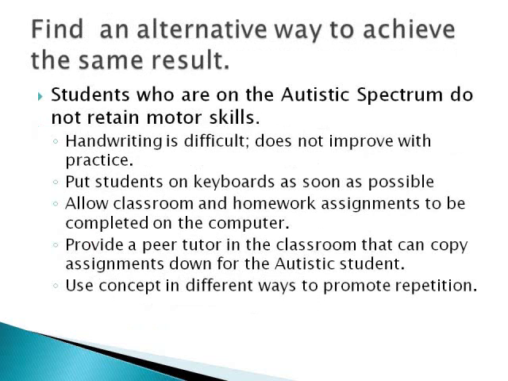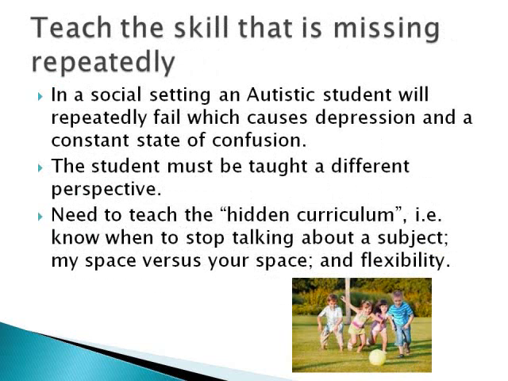Find an alternate way to achieve the same result. Students who are on the autistic spectrum do not retain motor skills. Handwriting is difficult, and it does not improve with practice. Put students on keyboards as soon as possible and allow classroom and homework assignments to be completed on the computer. Provide a peer tutor in the classroom that can copy assignments down for your autistic student, and use concepts in different ways to promote repetition.